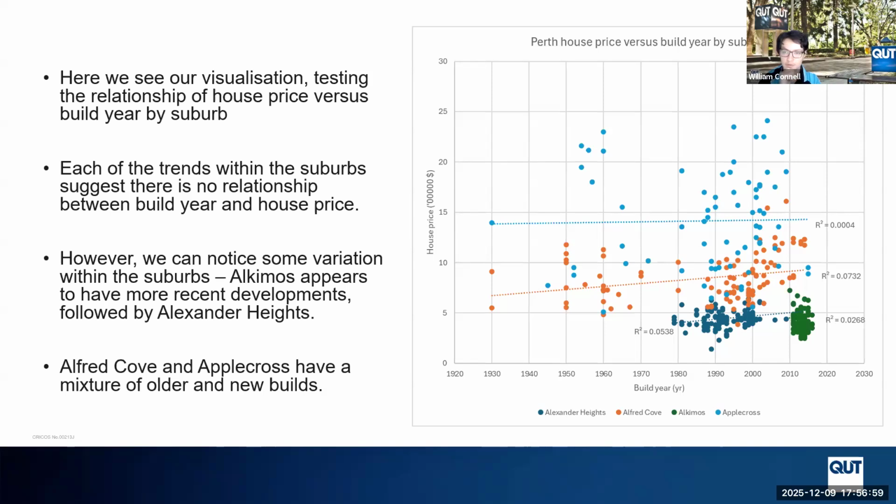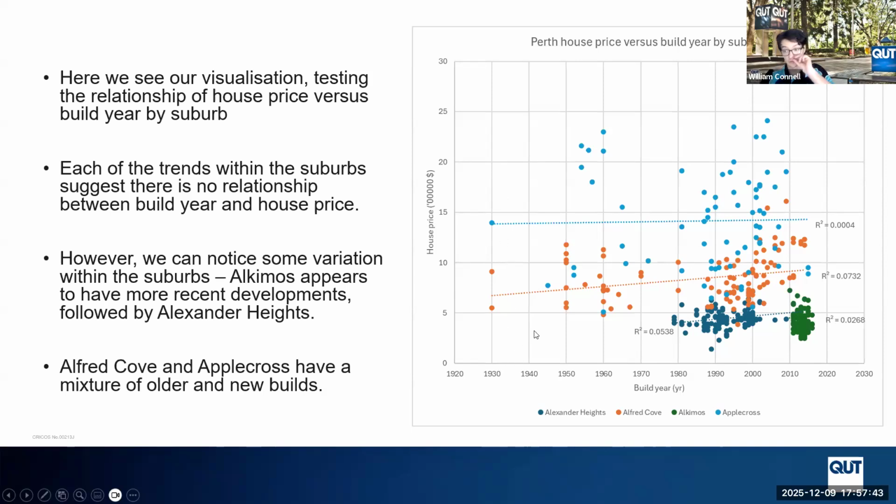However, what we can notice looking at this visualization is that there's a lot of variation in terms of when these suburbs were developed. Alkimos looks as though it's a relatively recent build. It looks as though these houses were built sometime after 2010. In contrast, Alexander Heights is also a relatively recent development, but it looks as though that started in the 80s. Alfred Cove and Applecross look like they're quite old suburbs that have had continuous development over time. Their construction begins in the 1930s.